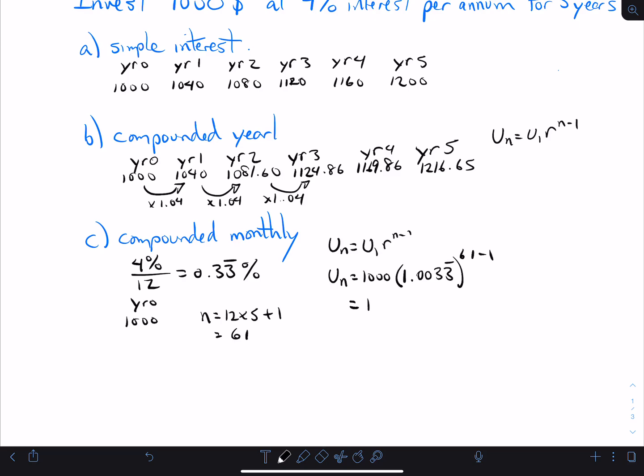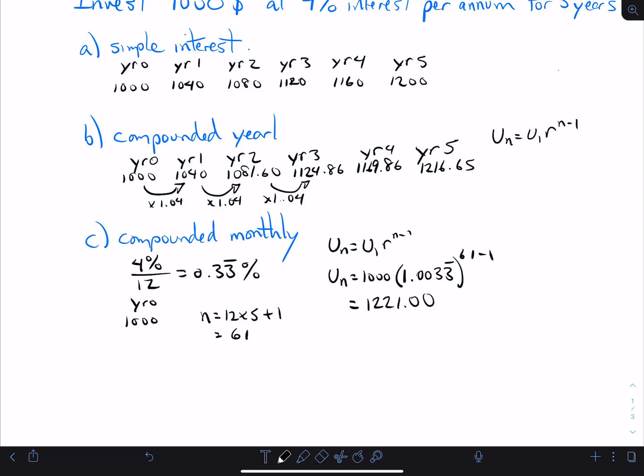So I get 1220.996, so I'm going to round off 1221. So I get an extra $21 over simple interest, an additional $4.35 over compounded yearly. So you get a little bit more. So that's what compounding is.